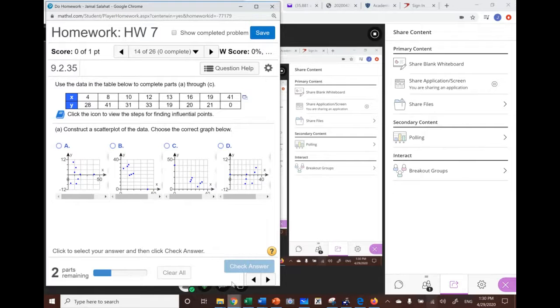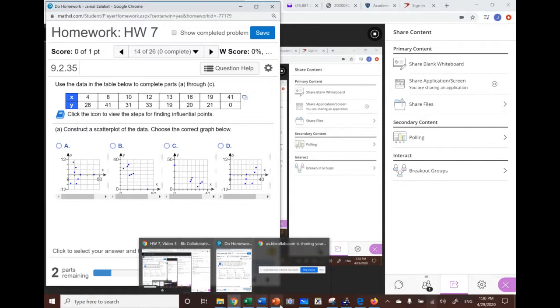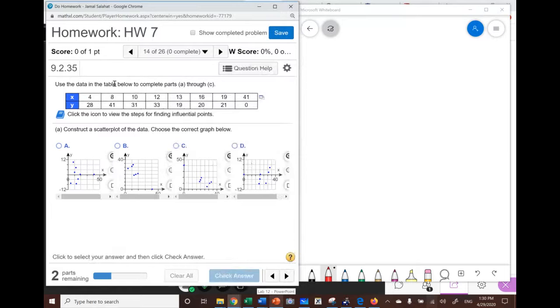We're going to continue with homework 7, chapter 9, and I'm looking at problem number 14 now. In the problem, they tell us to use this table, and they give us x and y. Then after that, they ask us to try to generate the scatter plot first.